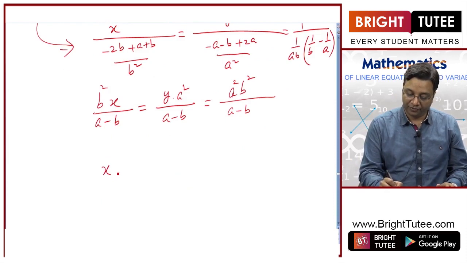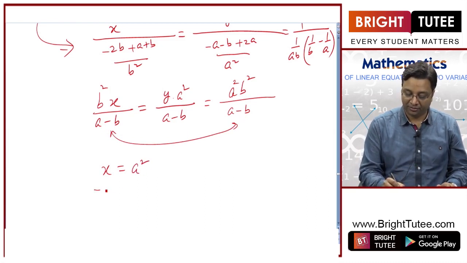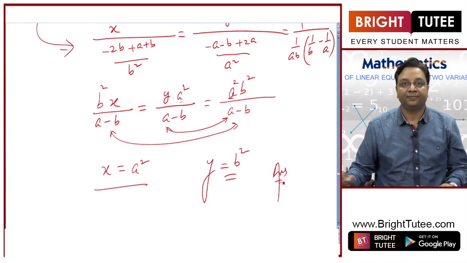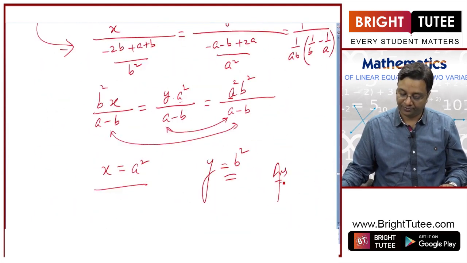Now, finding value of x is very easy. X is equal to, if you compare these, b square will get cancelled, right, and a minus b will get cancelled. So, x is equal to a square. Similarly, y is equal to a minus b will get cancelled in these two, and a square will also get cancelled. So, y is equal to b square. So, this is your answer, right. Okay.